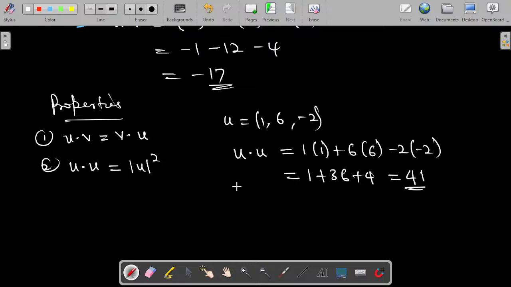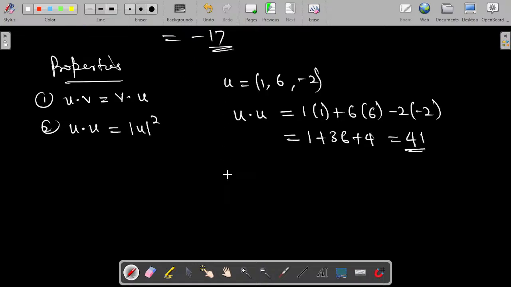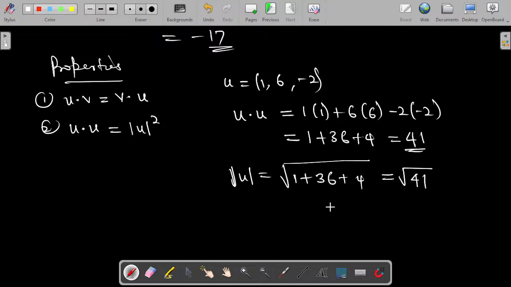So what this condition is saying is that if we take the magnitude of this same u and square it, that is going to be the same. What is the magnitude of u? That's going to be the square root of 1 squared, which is 1, plus 6 squared, which is 36, plus minus 2 squared, which is 4. And this is going to give us the square root of 41. So if you square this now, that's going to be the square of the square root of 41. And of course, this will give you 41.